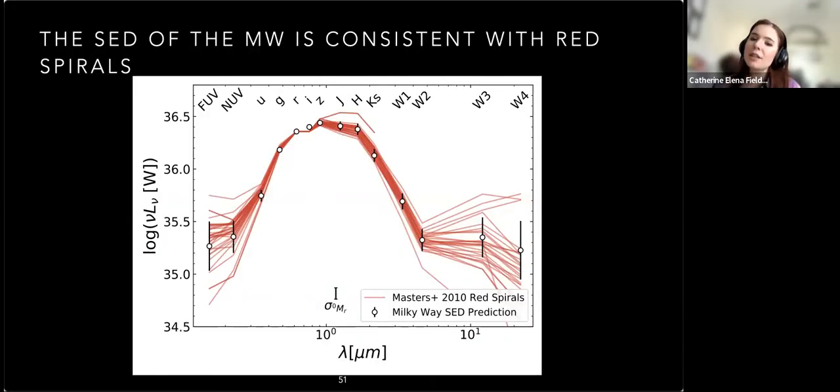We can actually dive into that even further and plot the SEDs of these galaxies, since I have all of their photometry. And again, we're seeing that these black points are the Milky Way. These red lines are the different Masters et al. 2010 red spirals. And they fall or nestle within the region of the Milky Way's SED. Obviously, there's a bit more noise within the UV and relatively further WISE bands, but overall it seems to trace pretty well.